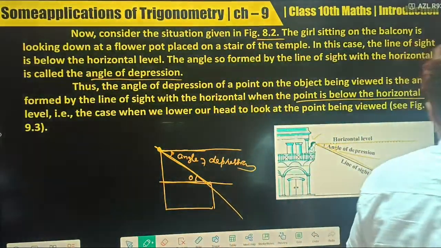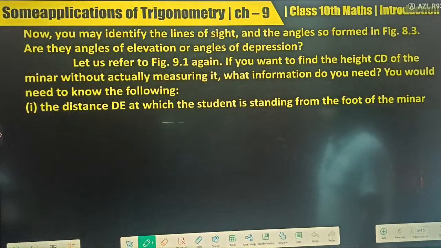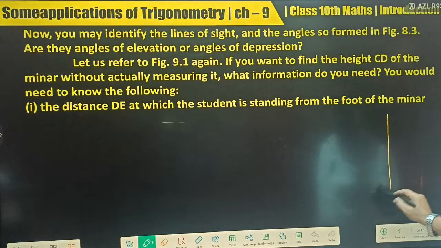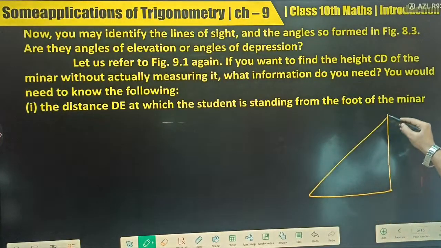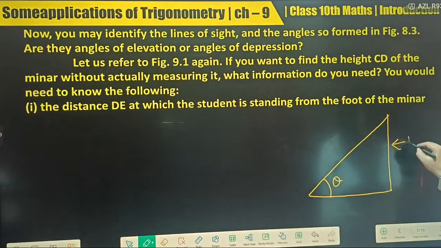In many ways I tell you, you can learn it. How can you remember it? Now you may identify the line of sight and the angle so formed in the figure. Are they the angle of elevation or the angle of depression? Let us refer to this again. If you want to find the height CD of the minar, this is a minar and this is a horizontal level, and looking here, this angle is formed.